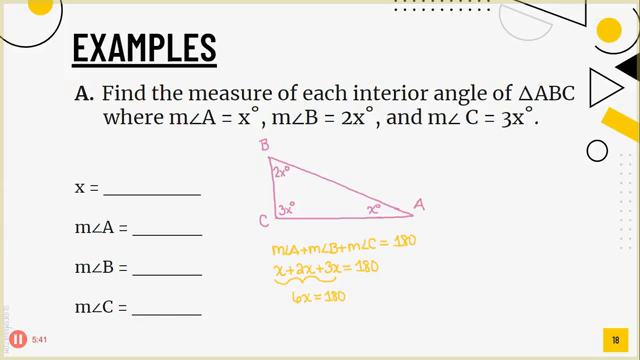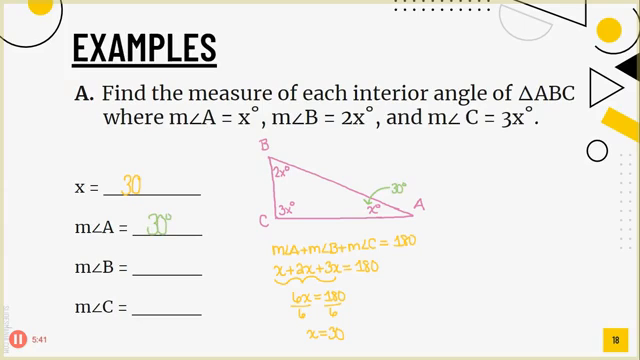And then the opposite of multiplying by 6 would be to divide by 6, and so X would be 30. So we know that X is equal to 30. Then it also asked me to find the measure of angle A, B, and C. Since we know X is 30, we can substitute 30 in for X everywhere that we see it. So A is just 30 degrees because A is just equal to X.